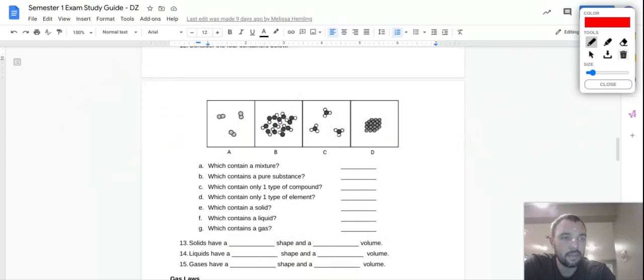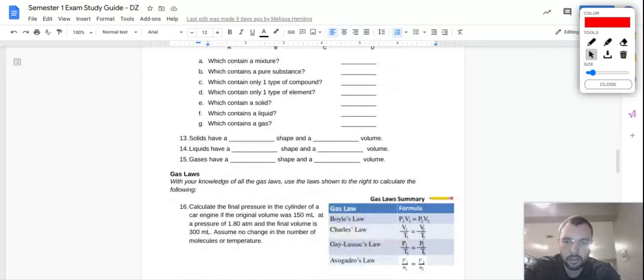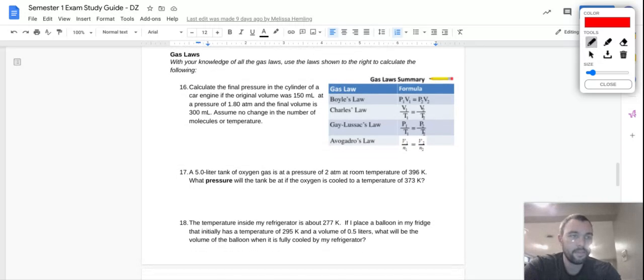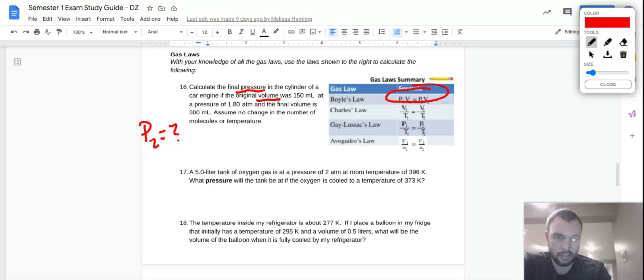All right, let's go on to now gas laws. All right, so first one, calculate. So here's how I always set it up. I'm going to have my P, V, N, T, all those type of things off to the left-hand side as I read. So calculate the final pressure. Okay, that's a keyword. So I'm going to put pressure, and it says final. So I'm going to put P2 equals question mark, of a cylinder in the car engine, original volume. Okay, so P and V, that is Boyle's law. So P2 equals question mark.